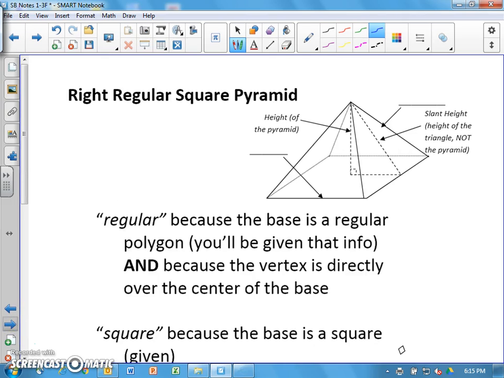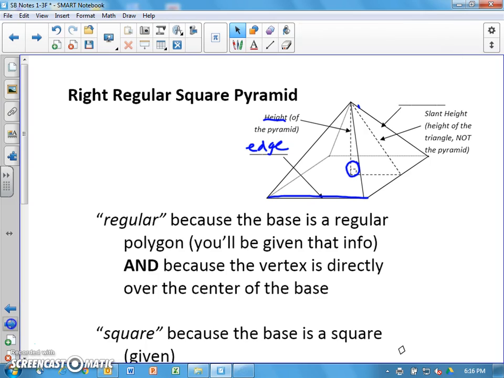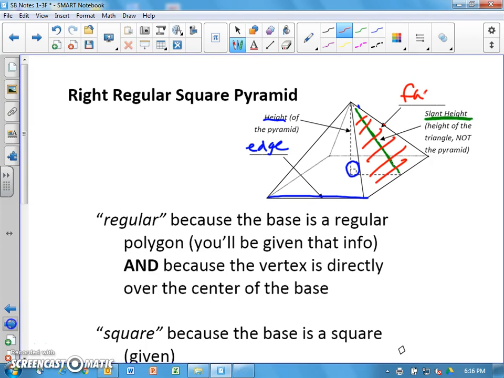Next, we have a right rectangular square pyramid. Okay, and again, looking at these, if I'm pointing to this, it's like a fold, so this is going to be an edge. Okay, this, because it's perpendicular to the base, is my true height. There's my height. My slant height is going to be this one over here. This is my slant height. Okay? And when I'm pointing to this side right here, this is going to be a face, or a lateral face if you prefer.